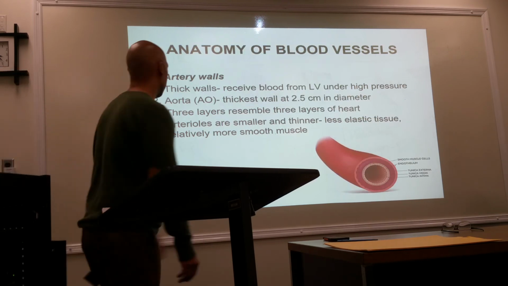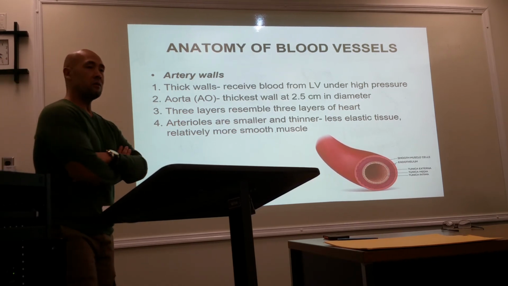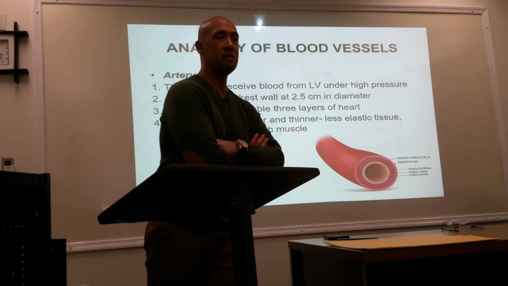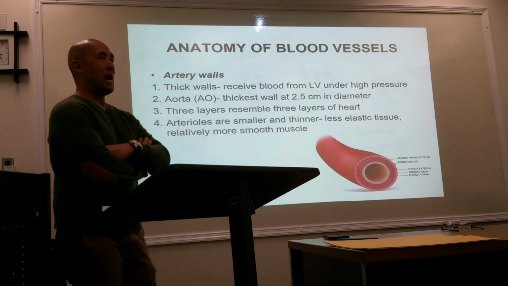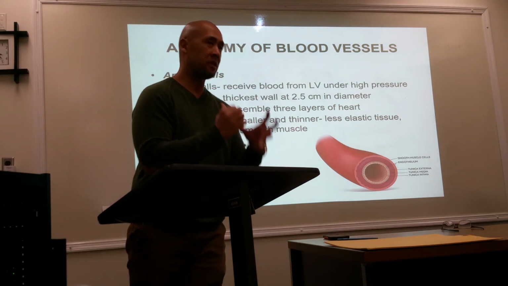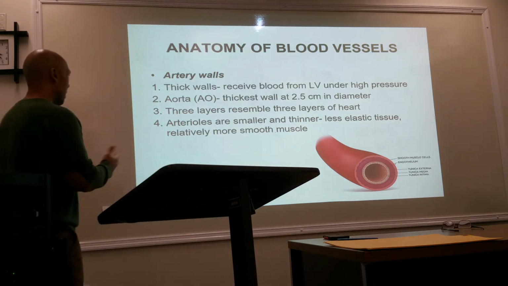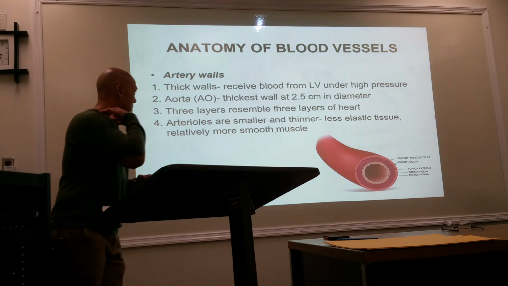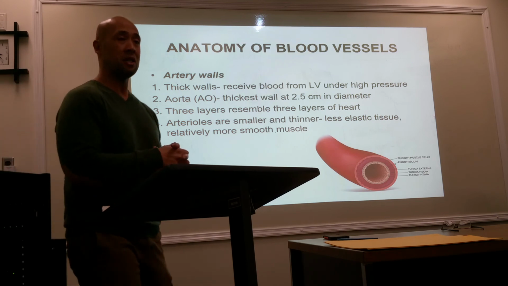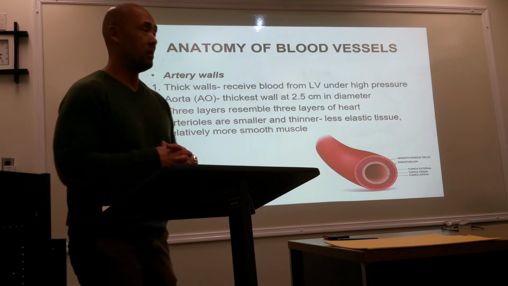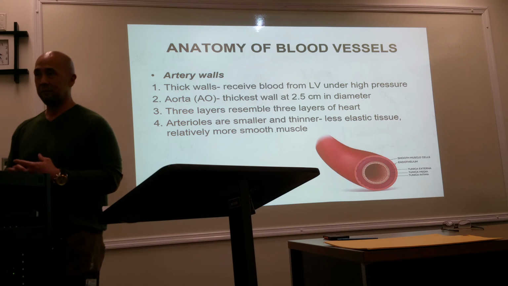Okay, anatomy of the blood vessel. Arterial walls. So arterial walls, the heart, the veins, they all have the same layers. But how they're constructed, how they're put together will differ because of the different pressures in the different sections of the vessels. Arterial walls are going to be much thicker, and they receive blood from the left ventricle, so they must be thicker. They've got to be able to withstand the pressure coming from the left ventricle. The aorta's thickest wall is at 2.5 centimeters in diameter.